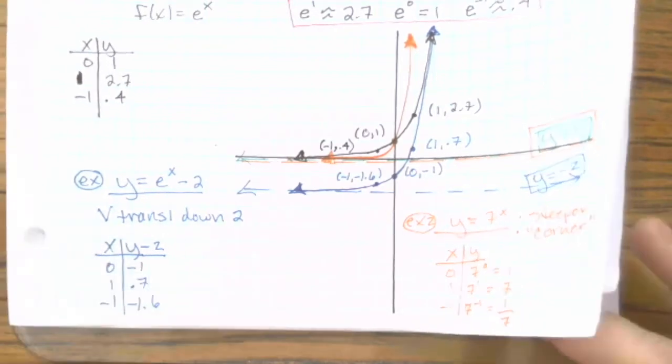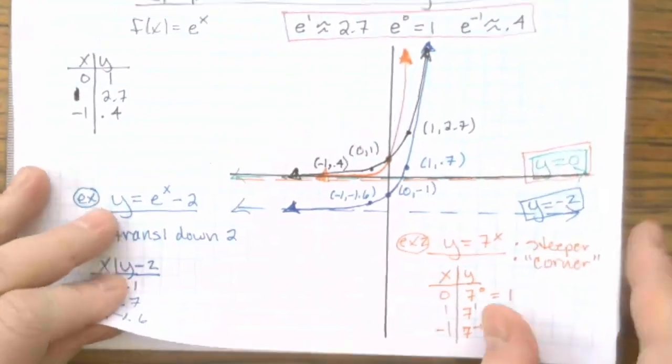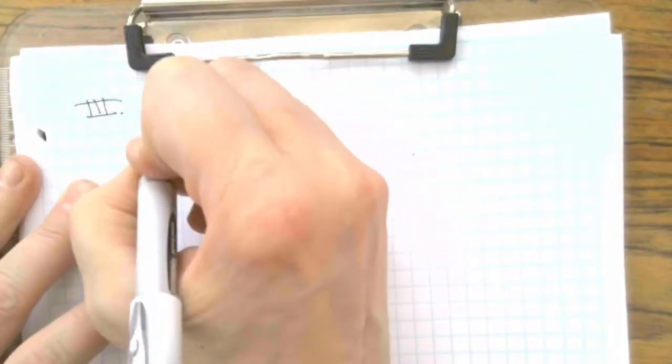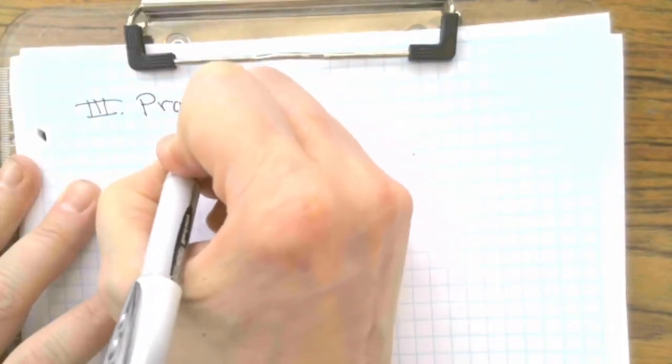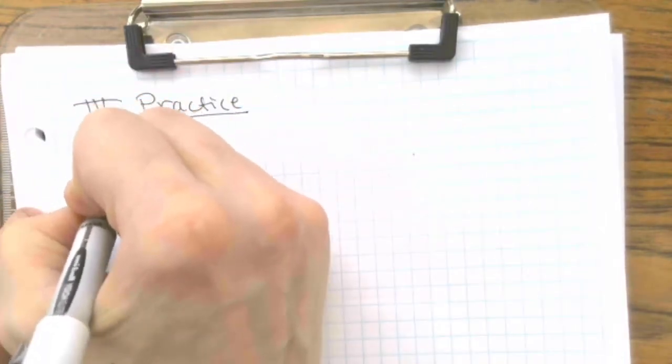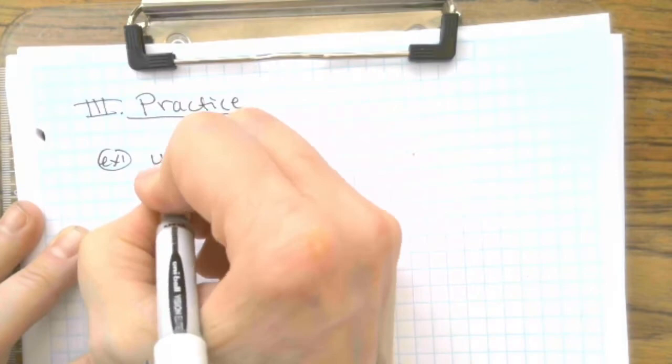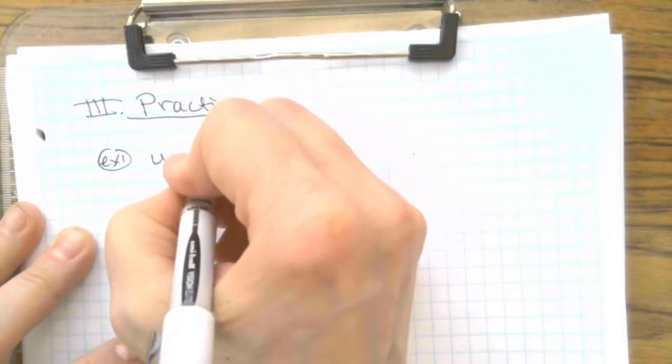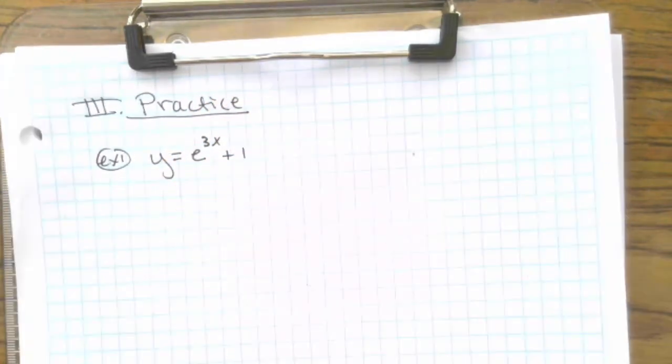All right, let's flip the page and we're going to do a little bit more practice. Roman numeral 3, practice. All right, first one we're going to do, y equals e to the power of 3x plus 1.